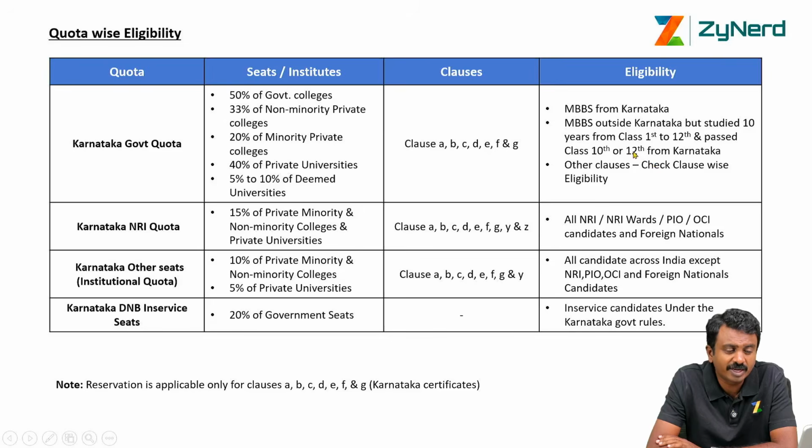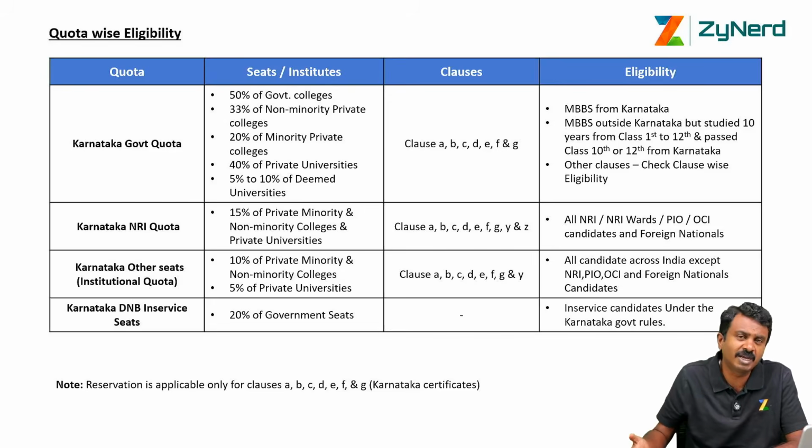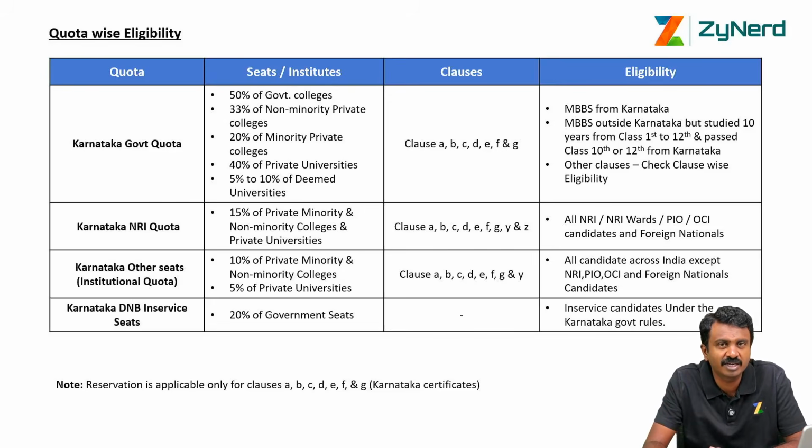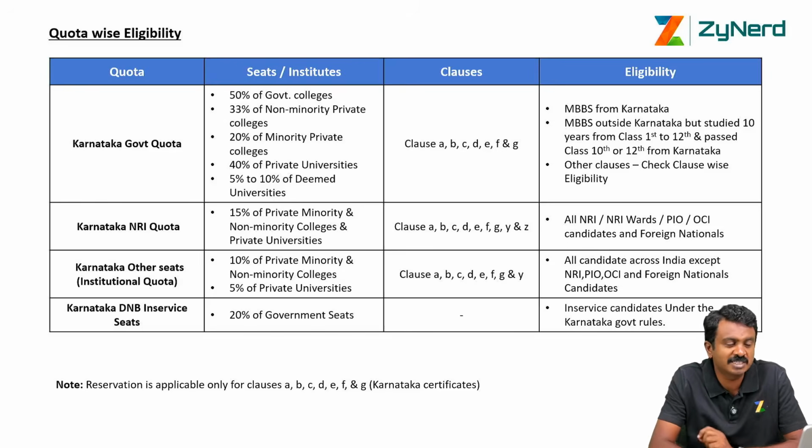If you want to look at last year's video also, you can look at ZyNerd for that. Who is eligible primarily? MBBS from Karnataka are eligible. Those who have done MBBS from Karnataka, irrespective of domicile, are eligible. MBBS outside Karnataka but studied 10 years from class 1st to 12th in Karnataka. Say I did my MBBS in Tamil Nadu. I did 10 years of schooling in Karnataka from 1st to 12th, any 10 years. But I did either 10th or 12th in Karnataka, any one of these. Then I am eligible for Karnataka government quota in either this or this.